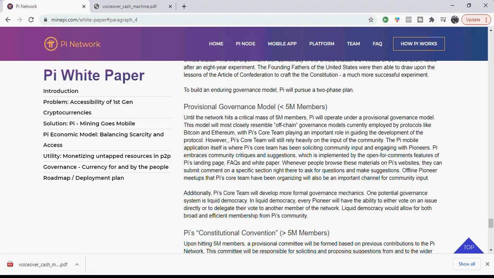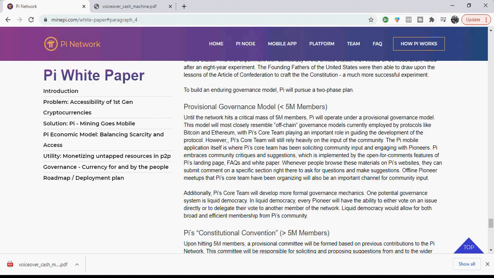Pi embraces community critiques and suggestions, which is implemented by the open for comments feature on Pi's landing page, frequently asked questions and white paper. Whenever people browse these materials on Pi's website, they can submit a comment on a specific section right there to ask questions and make suggestions. Offline pioneer meetups that Pi's core team have been organizing will also be an important channel for community input.